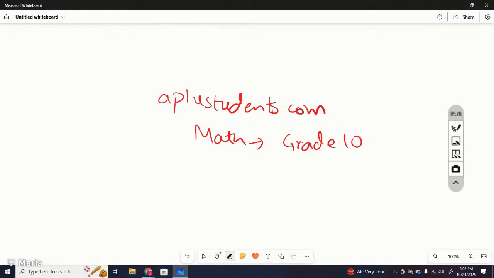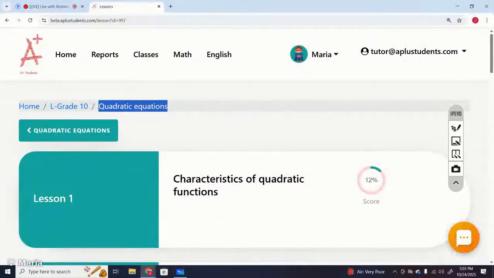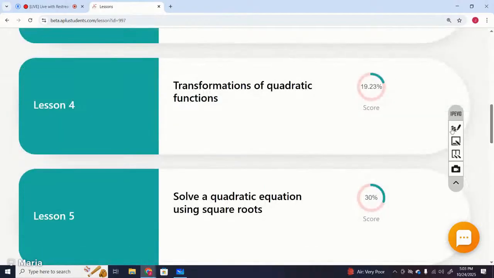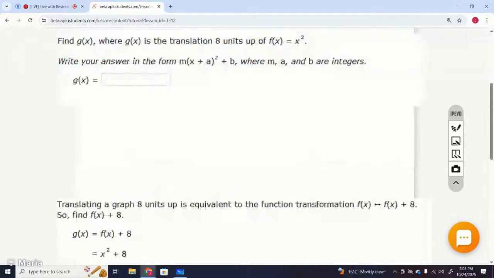We're going to start with the chapter quadratic equation. Let's just start with the quadratic functions. Find g of x, where g of x is the translation 8 units up of f of x equals x square.